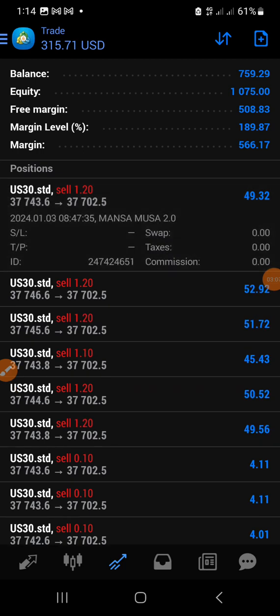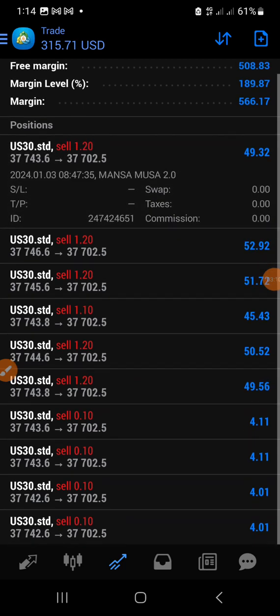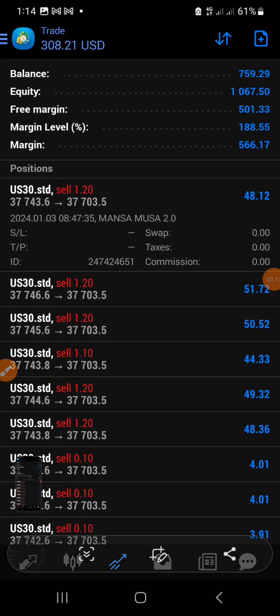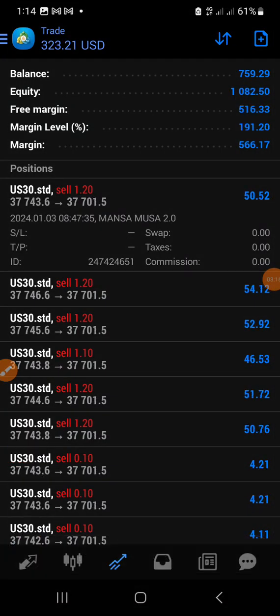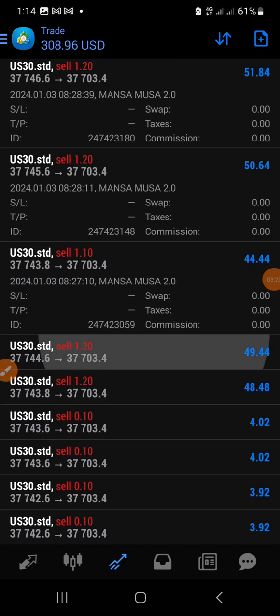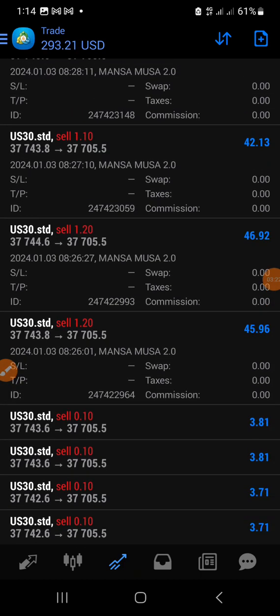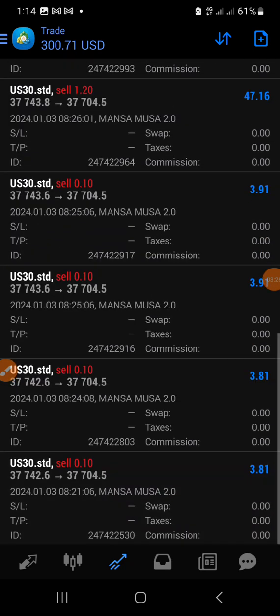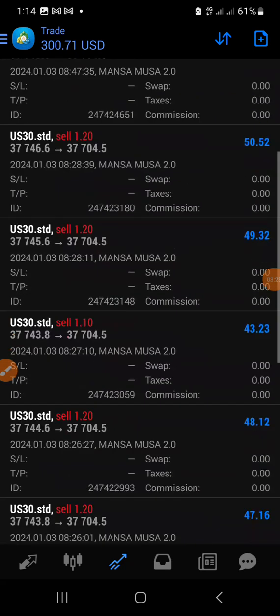All these trades are taken by the robot. Let me screenshot this one. All these trades are taken by the Mansa Musa Robot.